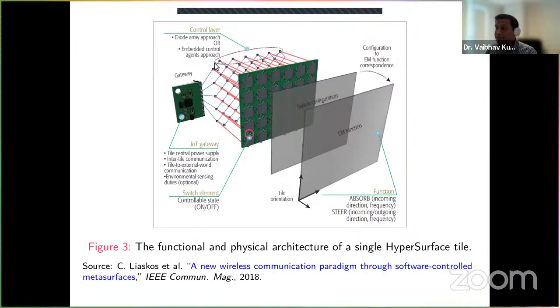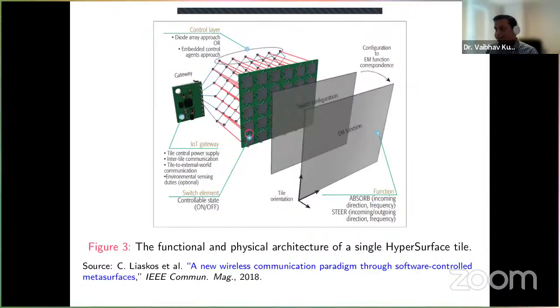We will have some switching configuration, and then we will have an on-off state, like these green surfaces. Each tile will be connected to a gateway or a controller, and this controller will decide what to do, whether to steer the beam in a particular direction, whether to turn off the complete thing, or turn on some of the elements to achieve some objective.